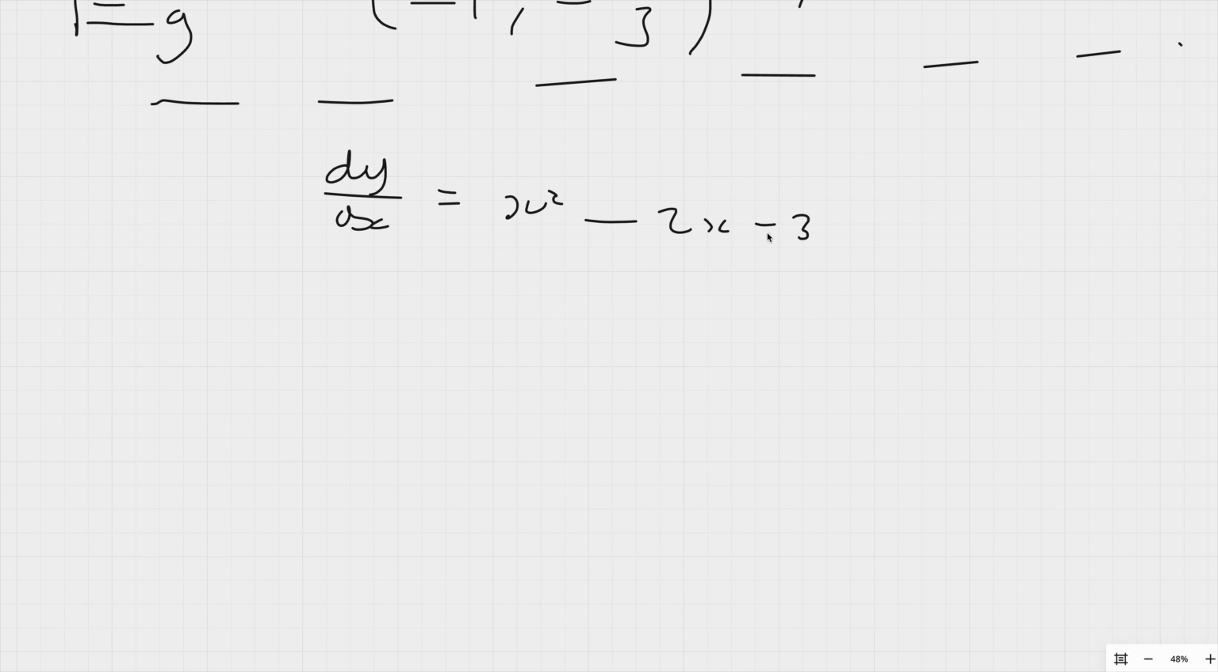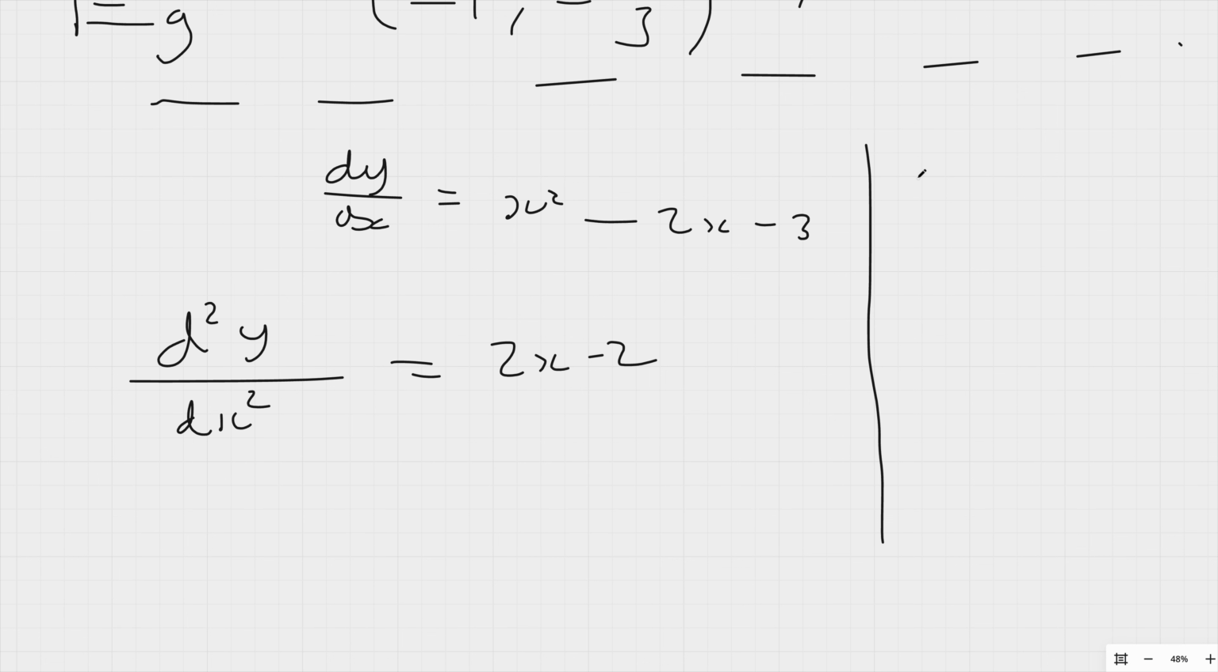Well, let's start this question. To find the second derivative of this, you just do d squared y over dx squared. Looks pretty cool, doesn't it? It equals 2x minus 2. Now, before we go any further, I just want to make it clear that if d squared y over dx squared is larger than 0, it means that this point is a minimum. If it's less than 0, it's a maximum.